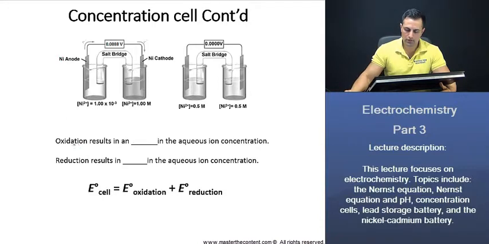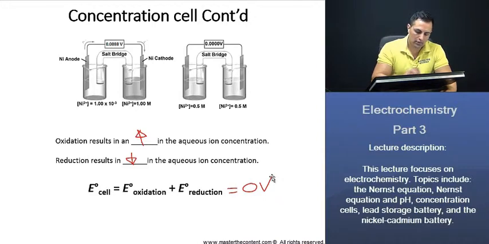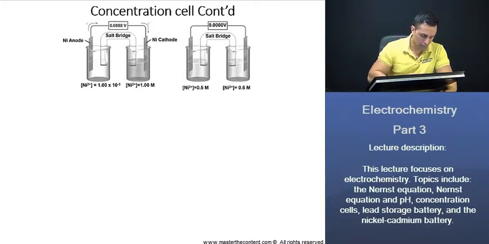Oh, we actually have one more slide before then. Oxidation results in an increase in the aqueous ion concentration, and reduction results in a decrease in the aqueous ion concentration. Now, what about the standard cell potential? What would the value be for the standard cell potential? Well, since they're both exactly the same, we know then that our standard cell potential is just going to be 0 volts. Okay, wonderful. Now we can go to the next slide and we'll solve for that.